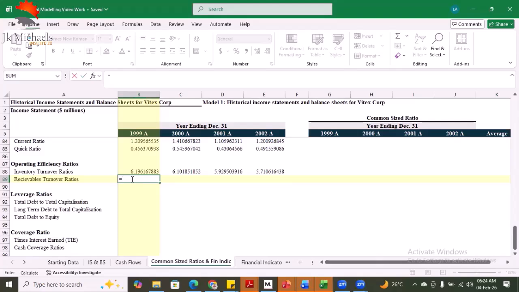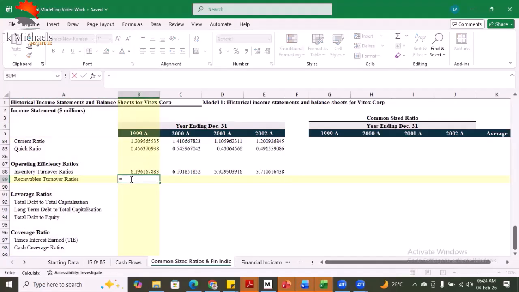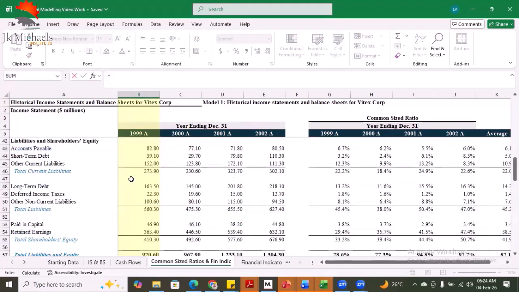So how soon do we collect our receivables? How many times do we clear out receivables? The formula is, of course, credit sales divided by receivables, right? But in this case, we're just going to assume it's sales divided by receivables, because we do not really have the actual credit sales. We're just going to assume it's total sales, right? So we have sales divided by receivables.